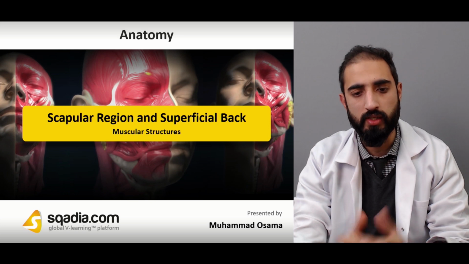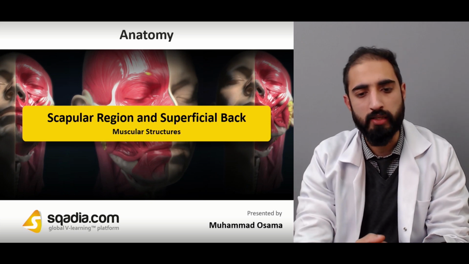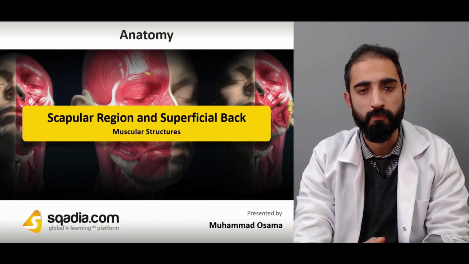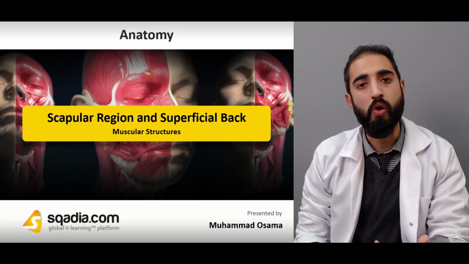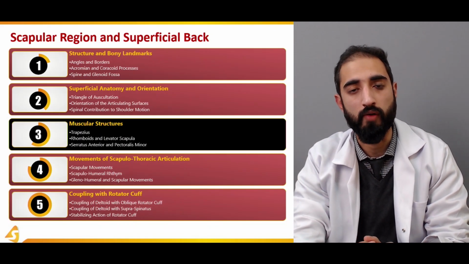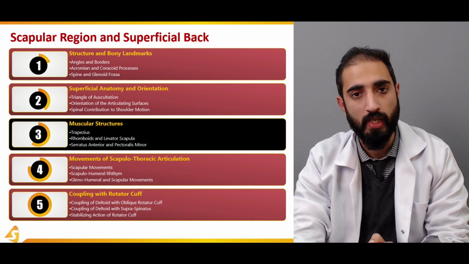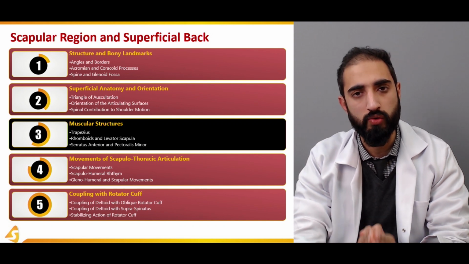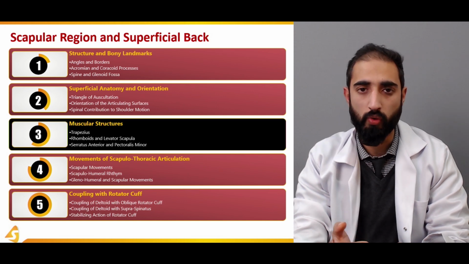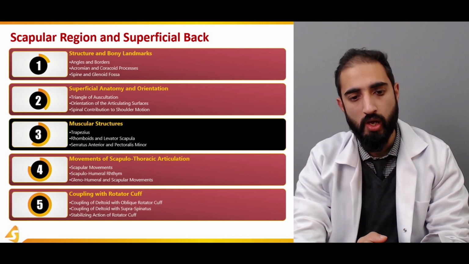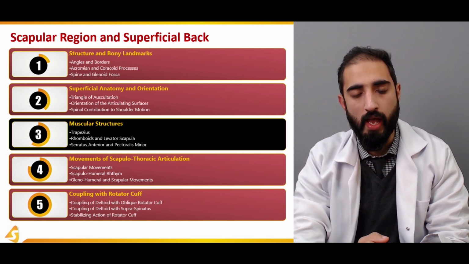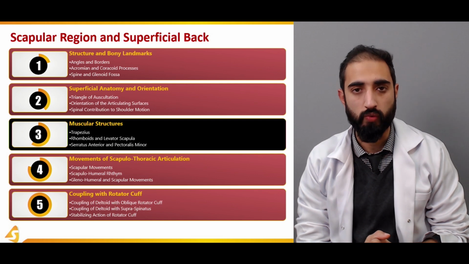For that reason, it is very important to understand the muscular structures involved in this area and their actions and functions. Moreover, muscles are also important because they are responsible for different movements of the scapula on the thorax. So in this section, we're going to take a look at those individual muscles, including the trapezius and its upper, middle, and lower fibers, also the rhomboids and the levator scapulae, as well as the serratus anterior and pectoralis minor.